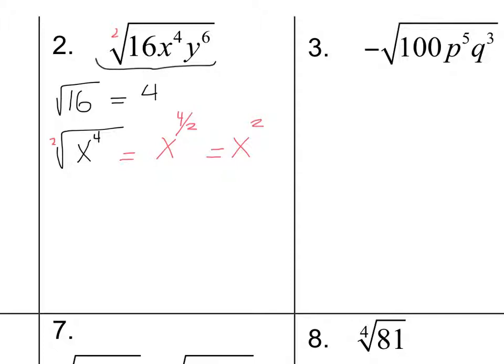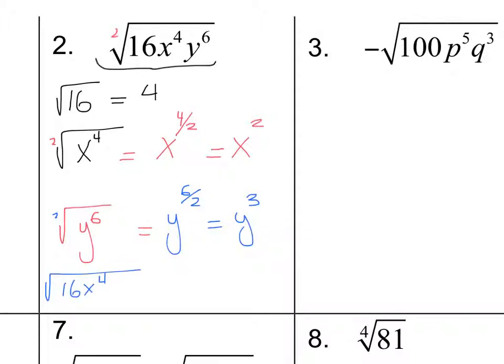Now square root of y to the 6th, you can do the same method, which is basically dividing the power by the index. So 6 over 2 is completely simplified into 3. So the answer of square root of 16x to the 4th y to the 6th is going to be 4x to the 2nd y to the 3rd. Remember, square root of 16 is 4. To simplify x to the 4th, 4 divided by 2 is a 2, and 6 divided by 2 is a 3, and this is how you simplify radicals.